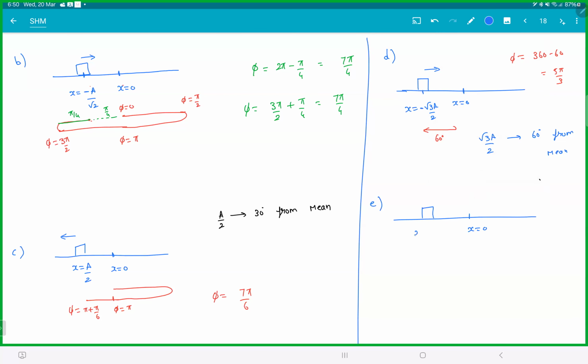What about this guy? X is equal to, I've given everything, I guess. Same thing. Root 3a by 2 going this way. Now, you just need to check what is 1 by 2, 30 degrees. 1 by root 2, 45 degrees. Root 3 by 2, 60 degrees. Ye to common hai. Then you just imagine your circle and you see where you are on the circle and finish it off.